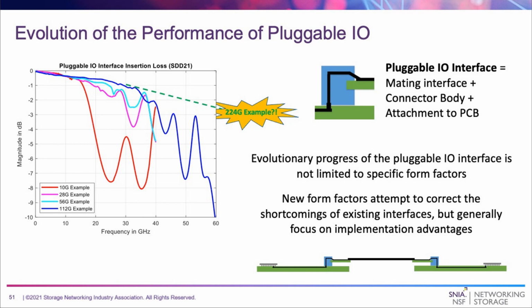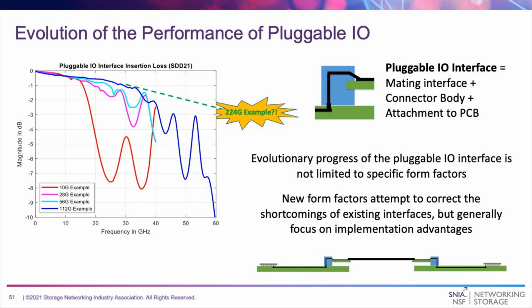A somewhat useful metric is to note when the profile crosses the 1 dB threshold, especially with respect to the Nyquist frequency of that data rate. So the 10 gigabit example crosses 1 dB around 16 gigahertz, well above the 5 gigahertz Nyquist. And then looking at the 112 gig example, that crosses the 1 dB mark closer to 28 gigahertz, just above the 26.56 gigahertz Nyquist.